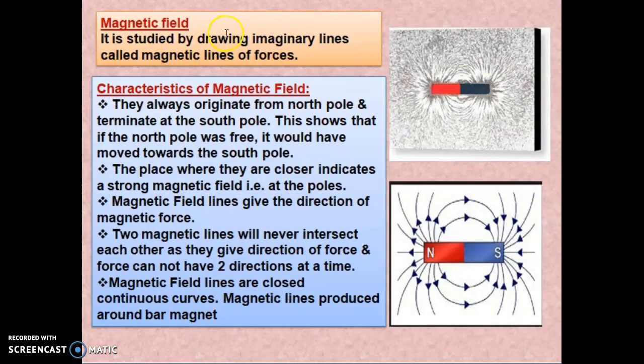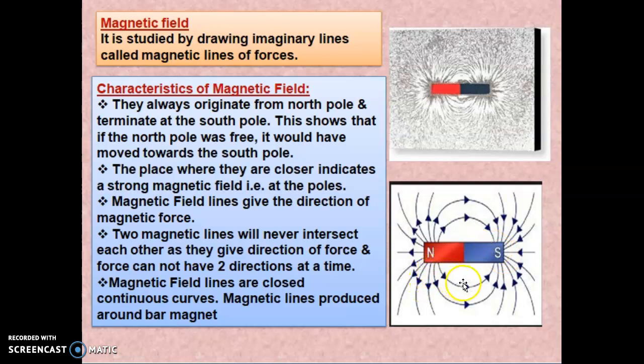The magnetic field is studied by drawing imaginary lines called magnetic lines of force. You can see this magnetic field, and this is how it is studied, by drawing imaginary lines called magnetic lines of force. The characteristic of a magnetic field is that the lines always originate from the north pole and terminate at the south pole. So it starts from the north pole and ends at the south pole.